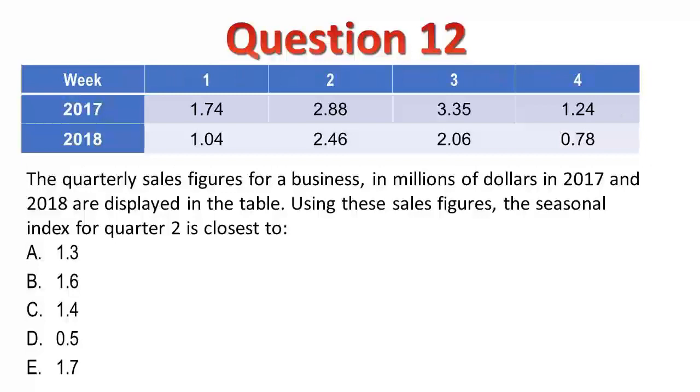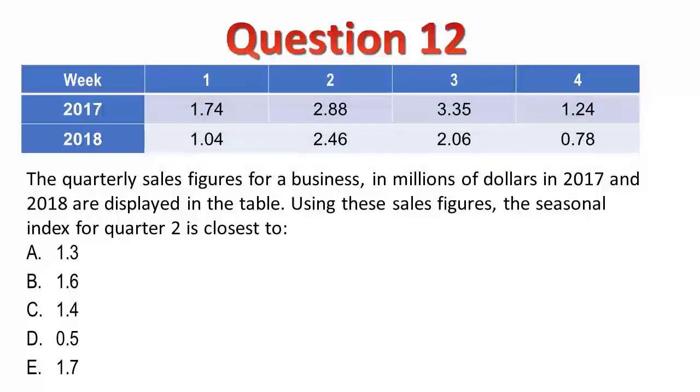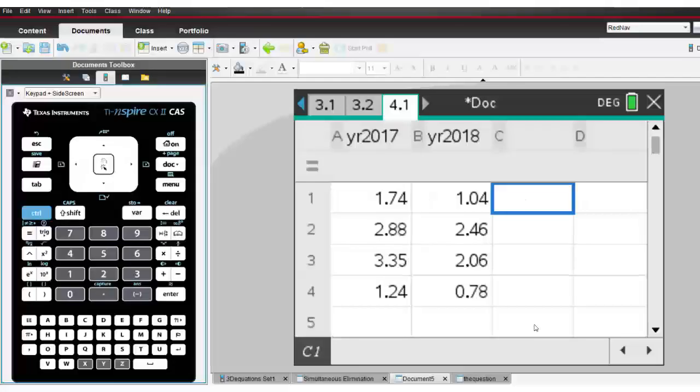The quarterly sales for a business in millions of dollars in 2017 to 18 are displayed in the table. Using these sales figures, we need to find a seasonal index for quarter 2. Now remember, to calculate the seasonal index, we take the average for each year and then the value in each quarter divided by the average. That is, it's a comparison between the existing month and the yearly average. So let's see how to do that on the calculator.